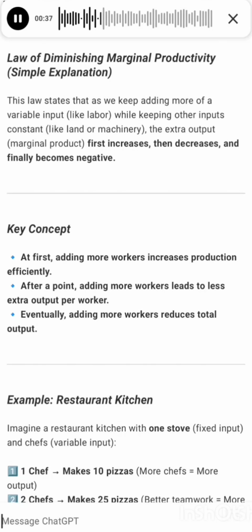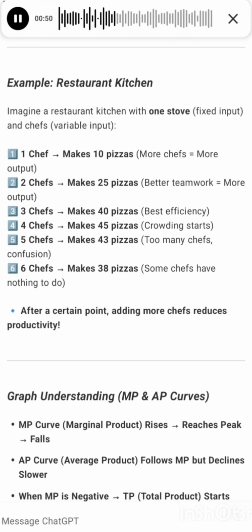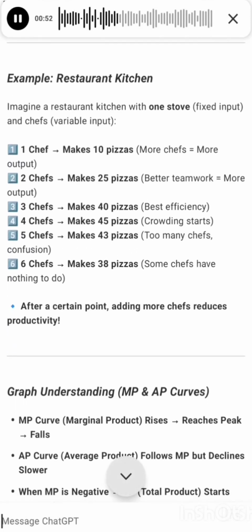Example, restaurant kitchen. Imagine a restaurant kitchen with 1 stove, fixed input, and chefs, variable input. 1 chef makes 10 pizzas. More chefs, more output. 2 chefs make 25 pizzas. Better teamwork, more output. 3 chefs make 40 pizzas. Best efficiency. 4 chefs make 45 pizzas.